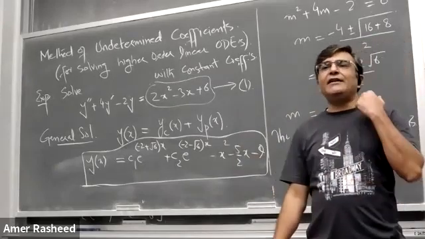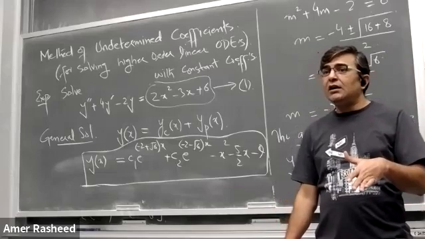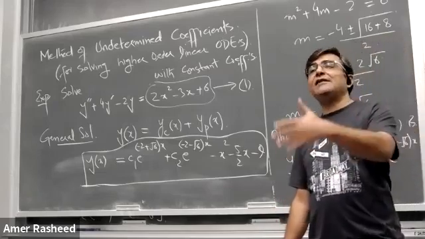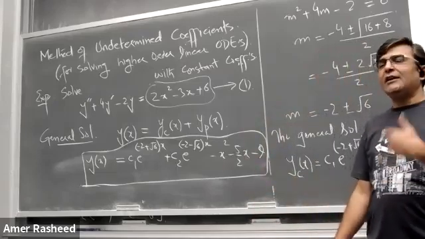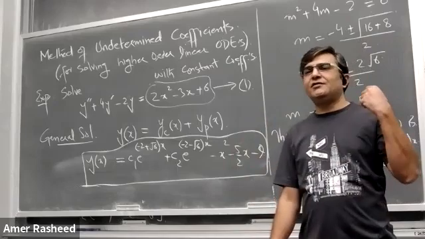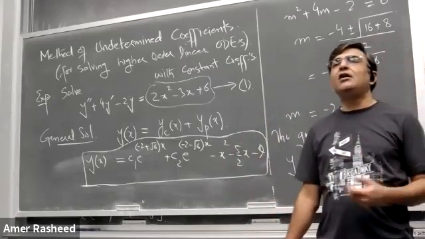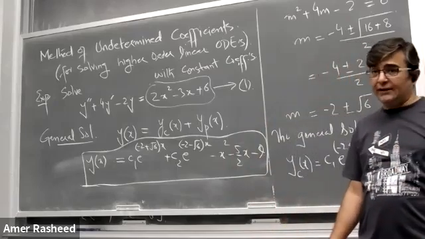If the right-hand side is an exponential function plus a polynomial function, then we assume the particular solution as a polynomial function plus an exponential function with some constant. Similarly, if the right-hand side is sine x or cos x or sine 3x, sine alpha x, cos beta x, then we assume the particular solution accordingly.